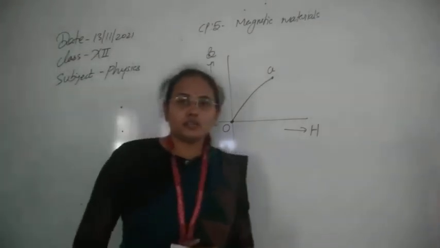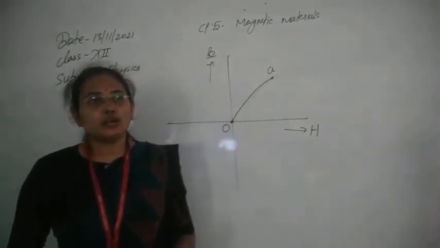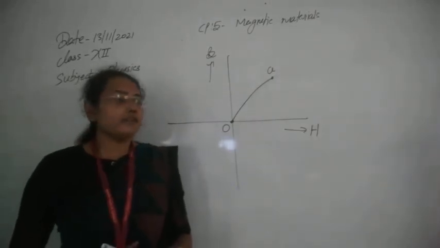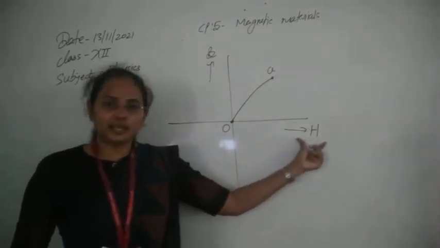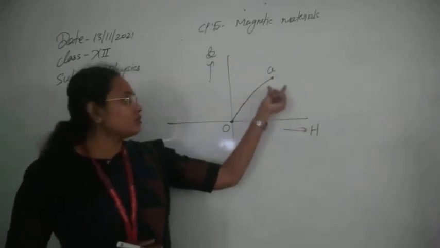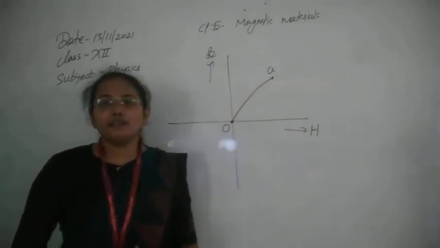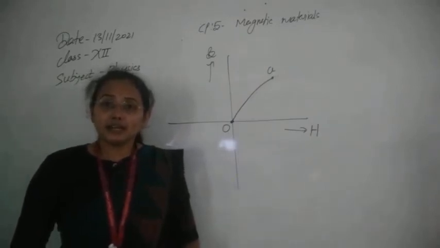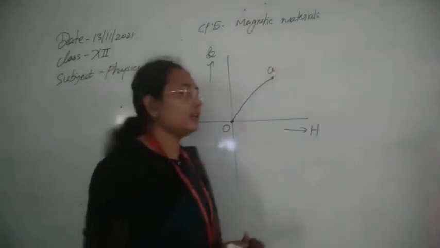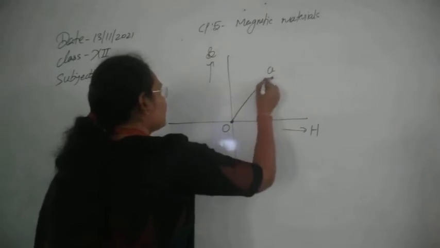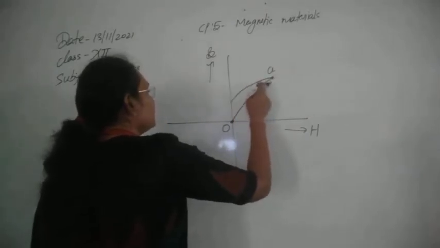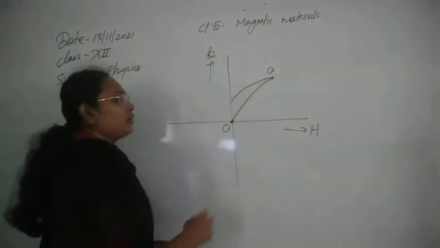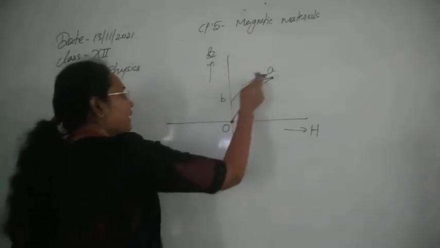Now after this, the graph will show a different behavior when we start to remove the magnetizing field. If we start to decrease the magnetizing field until it is 0, meaning we remove the magnetizing field, we will see a different behavior in the ferromagnetic material. It follows this kind of graph. It does not come back from A to O, but goes from A to B.